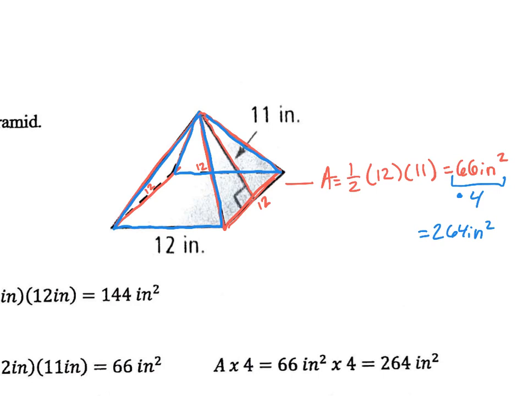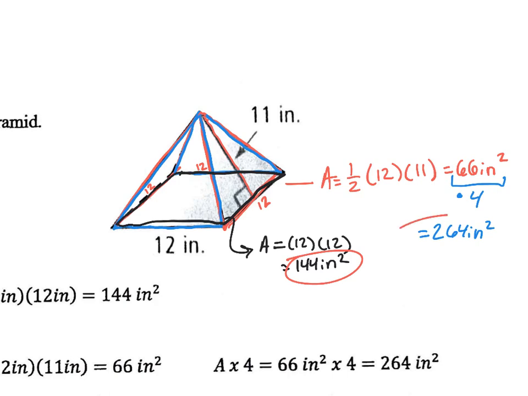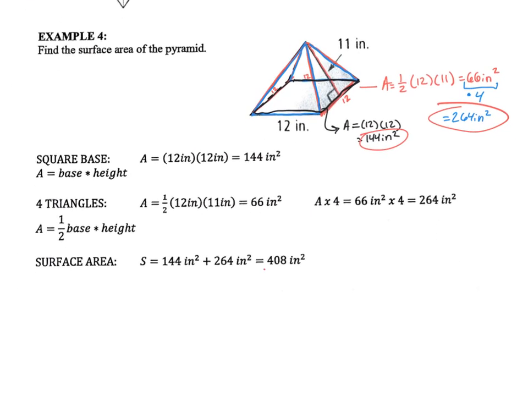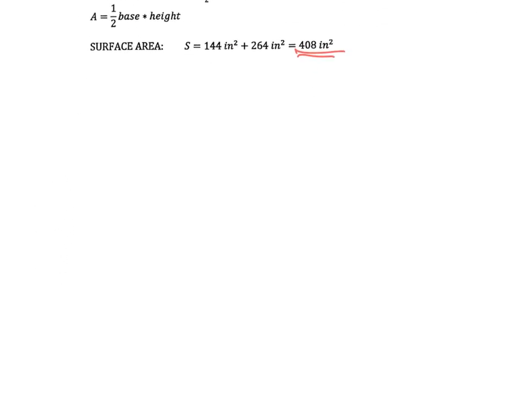Now I just need to do the base. So for the base of the pyramid, it's a square again. Base times height would give us 12 times 12, which is 144 inches squared. And then again, it's just a matter of adding these two together. And you should get 408 inches squared for the surface area of that pyramid.